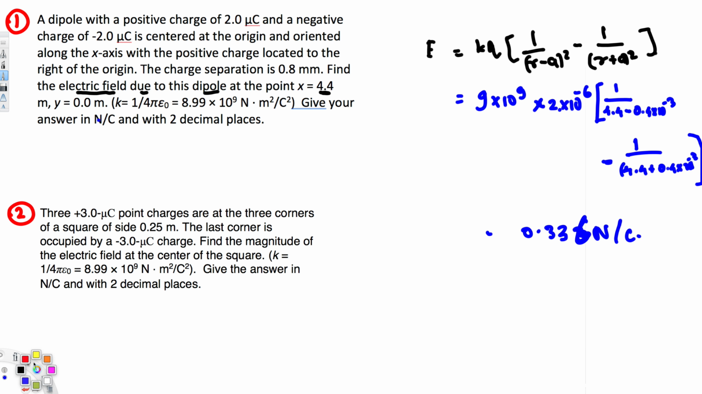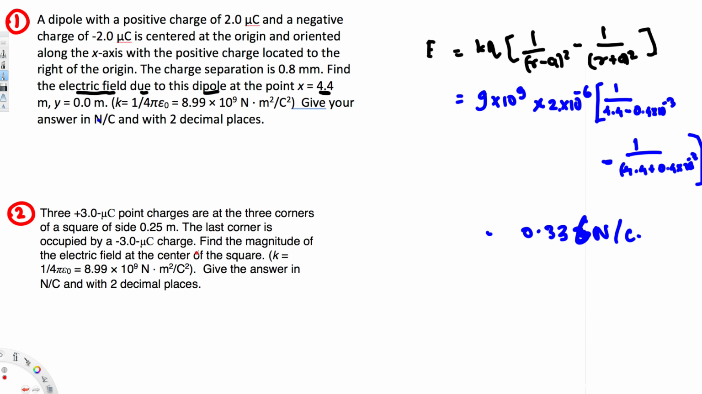Second question is asking: 3 plus 3 microcoulomb point charges are at 3 corners of a square of side 0.25 meter. The last corner is occupied by a negative 3 microcoulomb charge. Find the magnitude of the electric field at the center of the square, and give the answer in Newton per coulomb. Now to find this one, let's draw the diagram first.